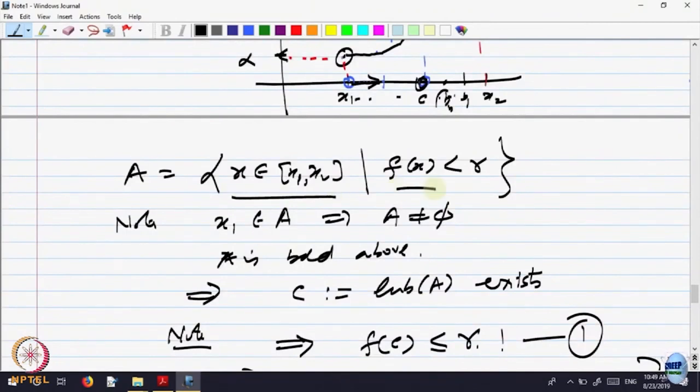A is the set of x belonging to x1, x2 such that f of x is less than gamma. So for all points of A, f of x is less than gamma, right? And we are taking the supremum of it. Supremum of A is alpha. So any point on the right side of alpha cannot be an element in A, because alpha is the least upper bound of A, right? So if it is not in A, then f of x is not less than gamma. So it is outside. That means the value should be bigger than or equal to gamma. So for all points on the right side of C, the value is bigger than or equal to gamma.